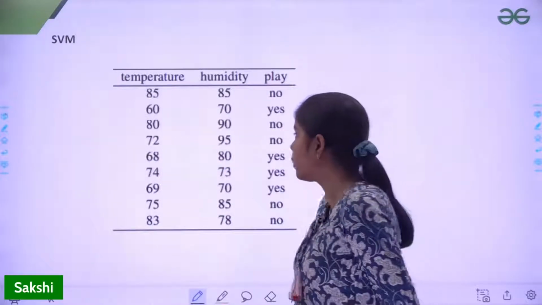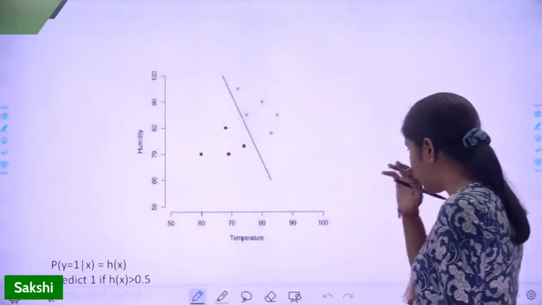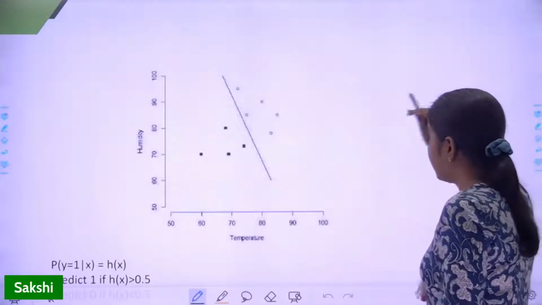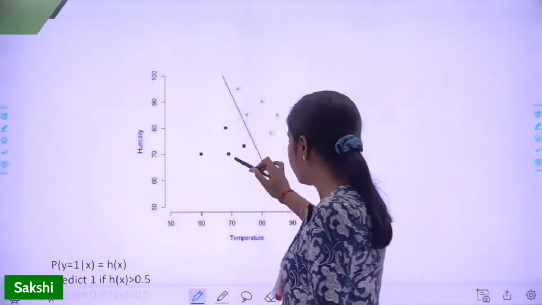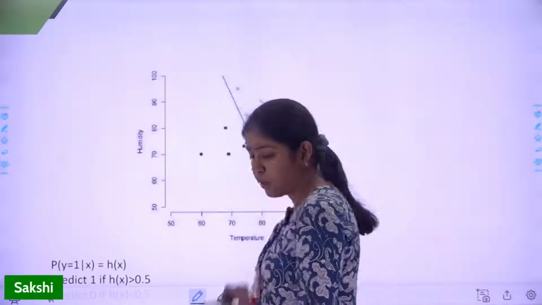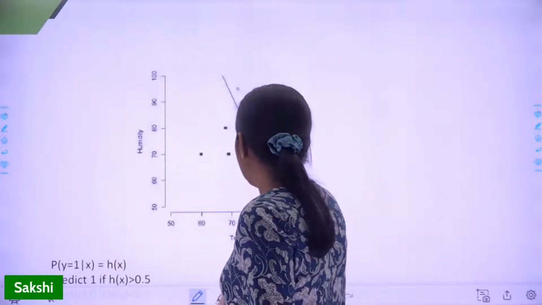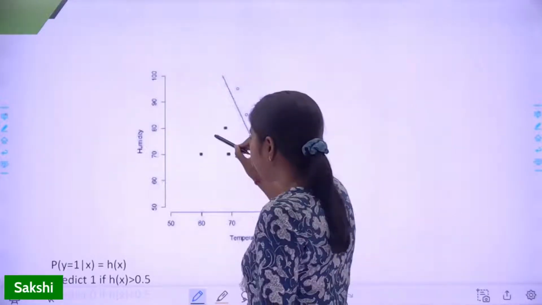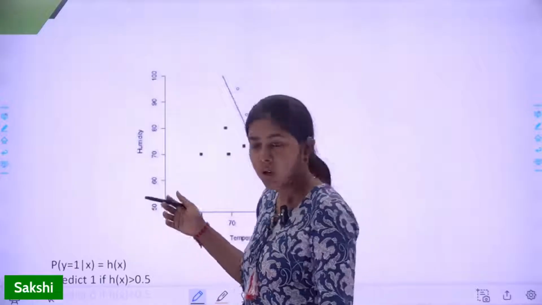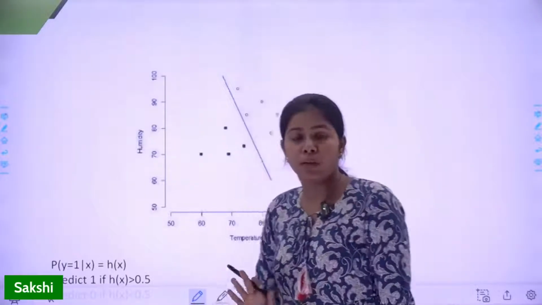Okay, so let's discuss. What would I do? I'll try to plot this data. So let's plot this data. As you can see, we have temperature and humidity, and these black points denote that we are going to play chess. At 60, 70, we are going to play. These black dots represent that the people are going to play chess, and here the people are not going to play chess.